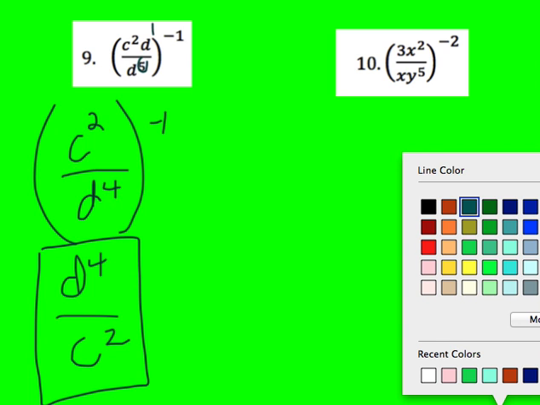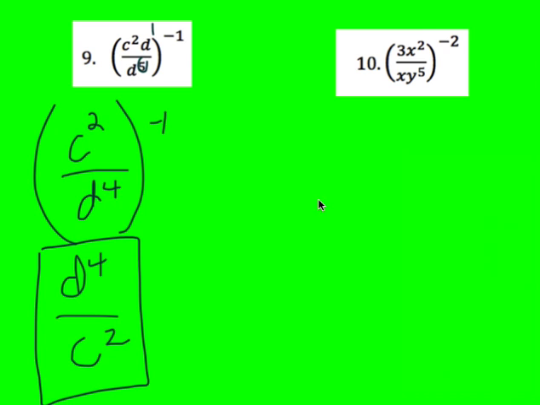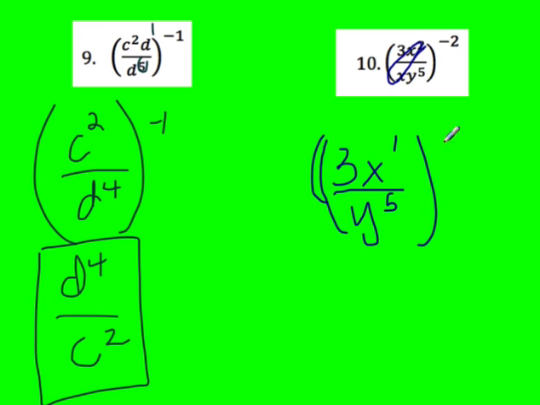So for number 10, let's simplify underneath. So we can simplify x squared divided by x to the first. That's going to cancel out to be just x to the first. And we're dividing that by y to the fifth. Now all of that's being raised to the negative 2 power. So before I deal with that 2, I'm going to deal with the negative. So I'm going to go ahead and flip everything inside of that fraction.